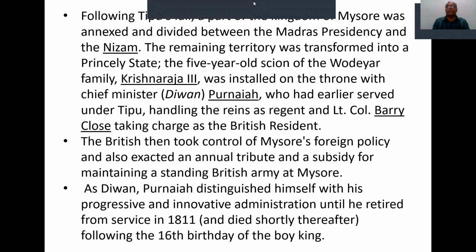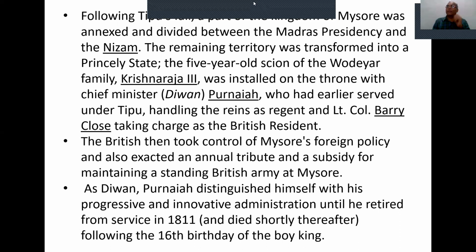Following Tipu Sultan, the kingdom of Mysore was annexed and divided between the Madras Presidency and the Nizam. So after the downfall of Tipu, the Mysore kingdom was divided into two parts, the Madras Presidency, and a part of it went into the control of the Nizam. The remaining territory was transformed into a princely state, and the 5-year-old scion of the Wadiyar family, Krishnaraja III, was installed on the throne with Chief Minister Diwan Purnaya, who had earlier served under Tipu, handling the reins as regent, and Lieutenant Colonel Barry Close taking charge as the British resident.